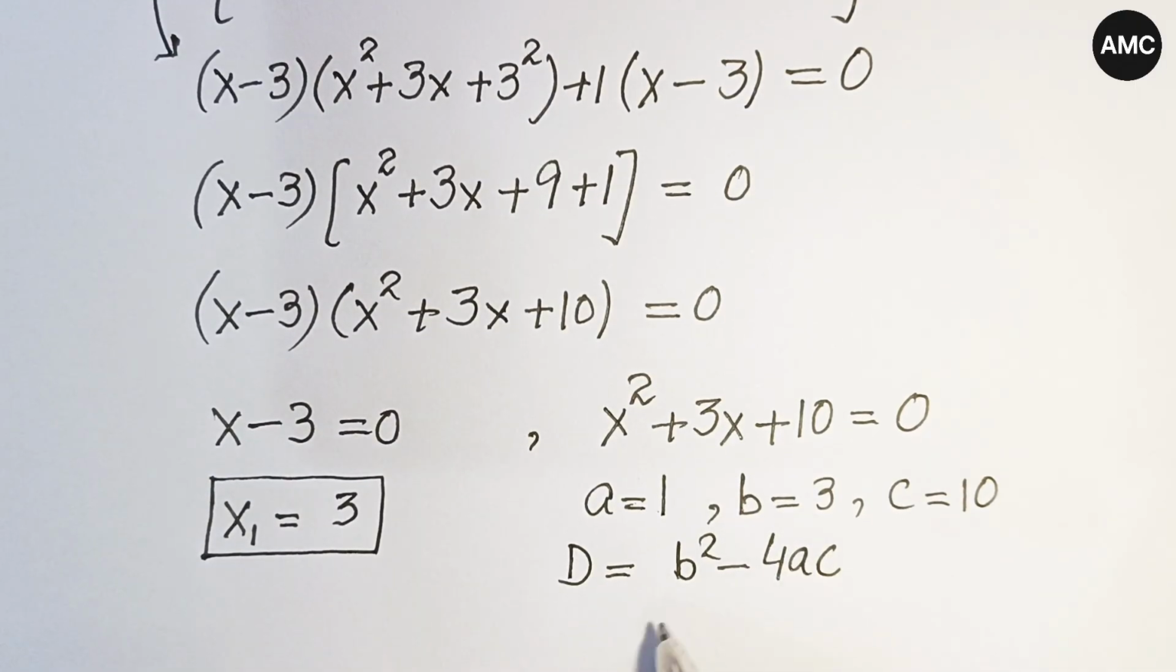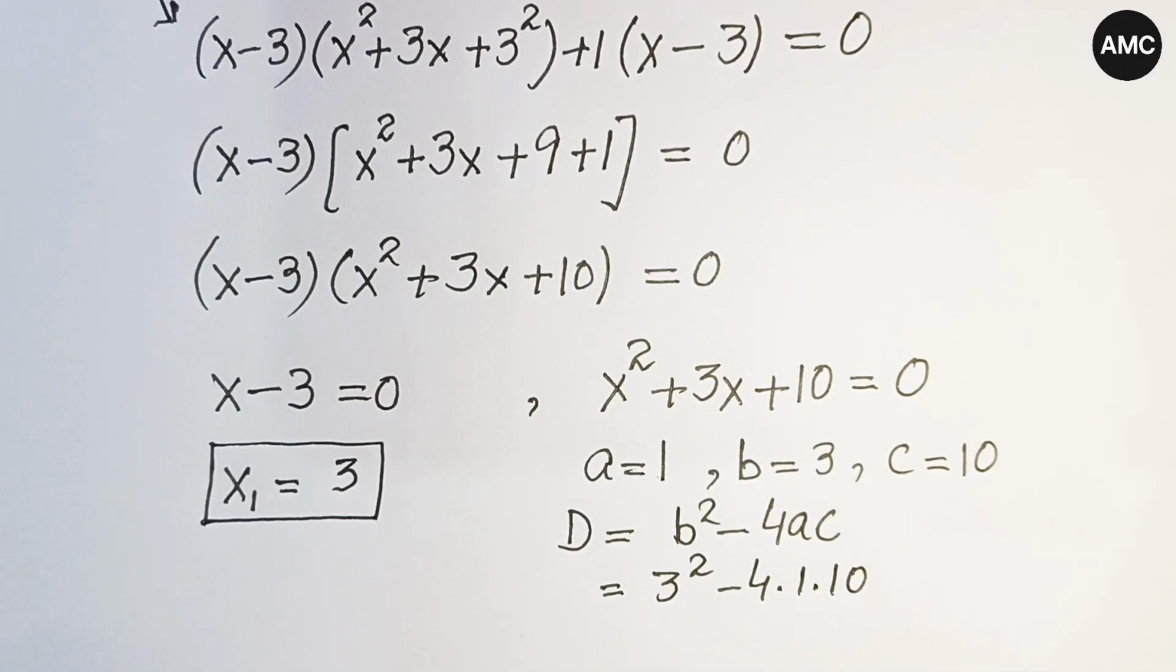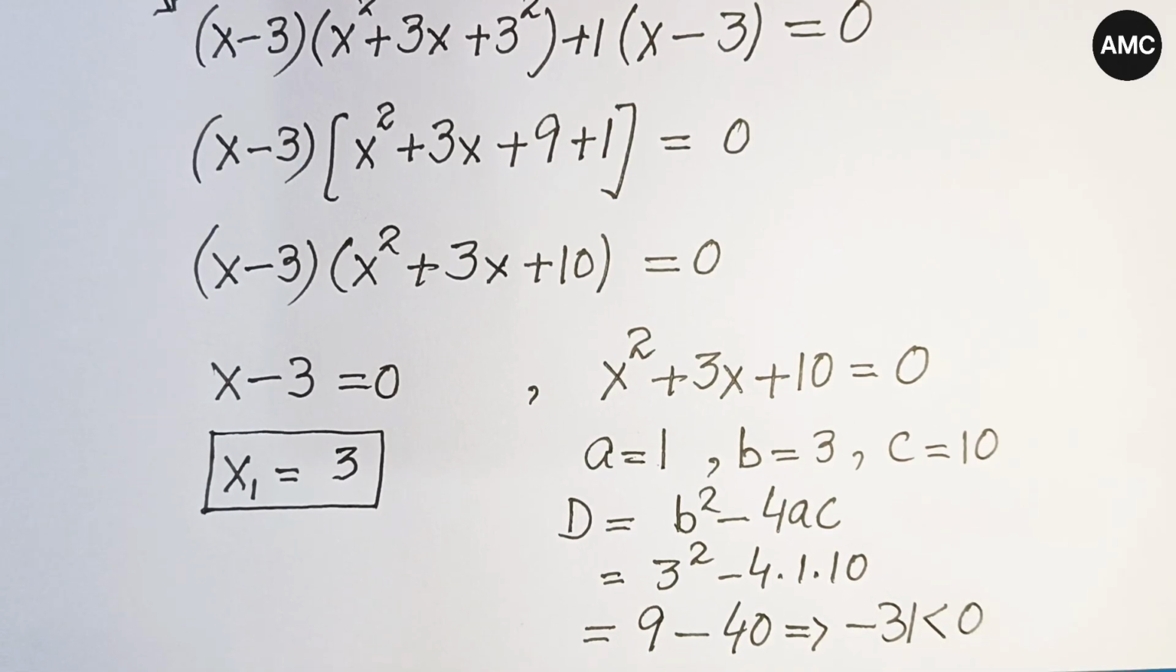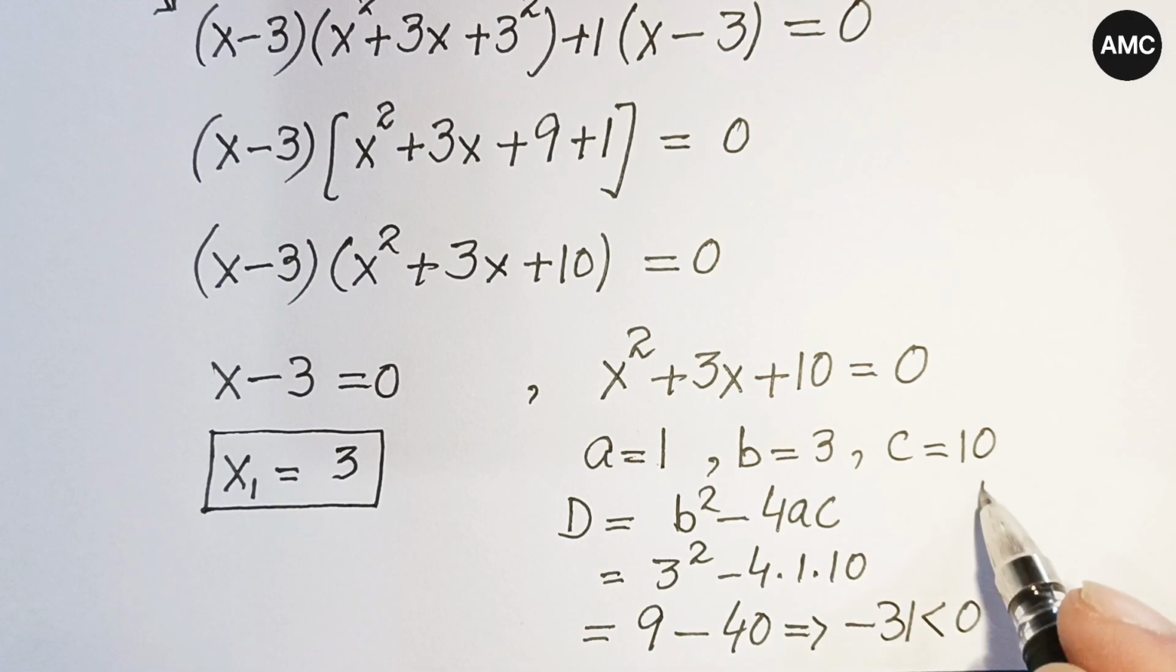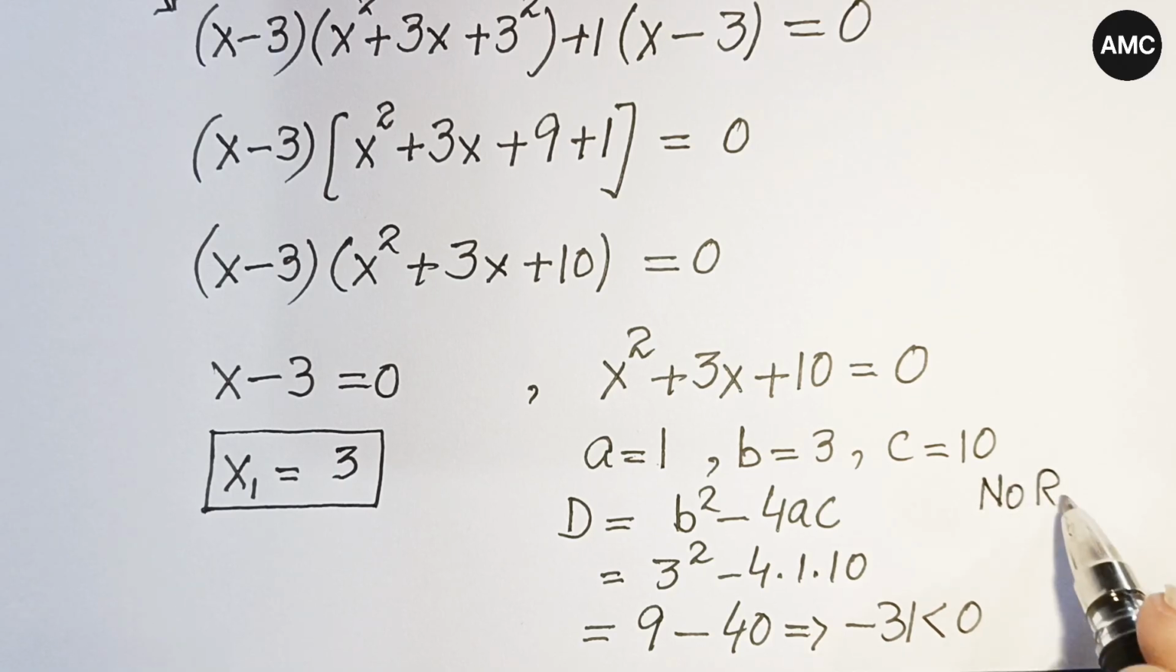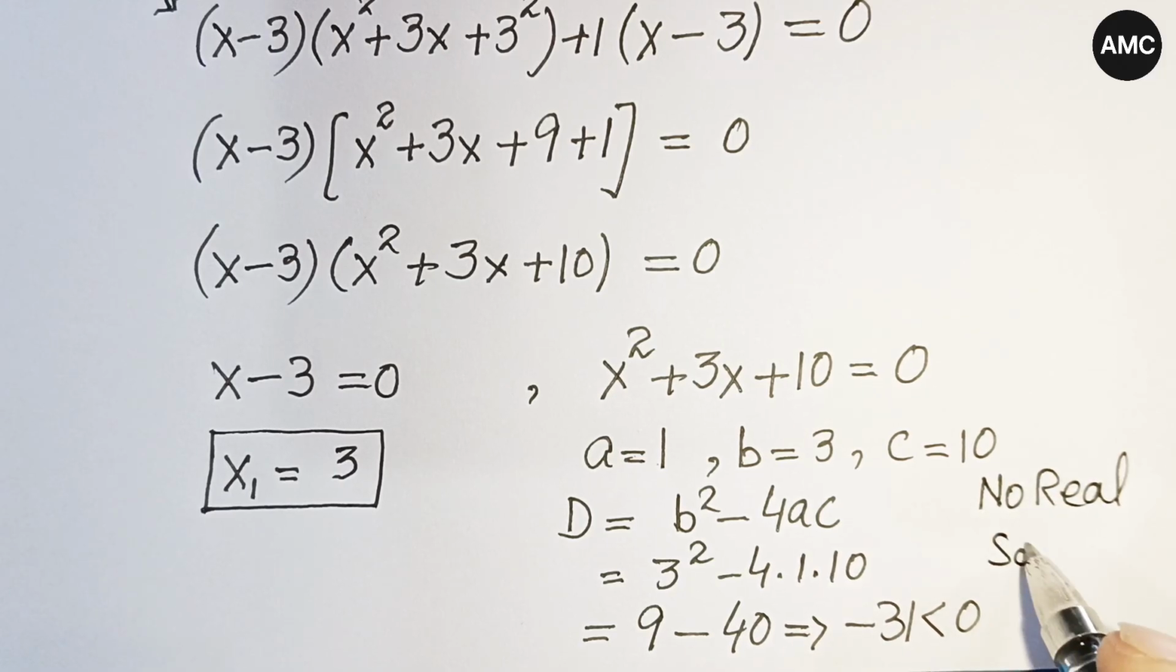So here b is equal to 3, so 3 squared minus 4 times a is 1 times c is 10. So here we have 3 squared is 9 minus 10 times 4 is 40, and we will get minus 31, which is less than 0. Now here, if it is less than 0, then we will get a complex solution, so there will be no real solution.